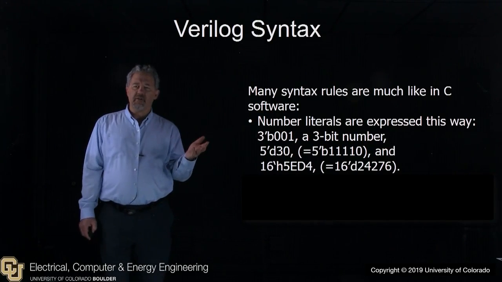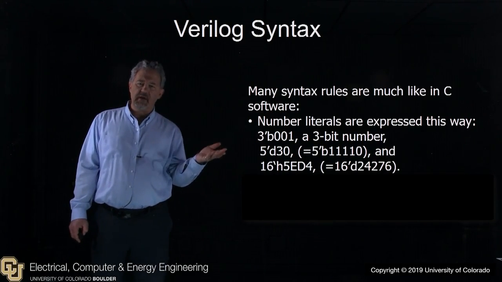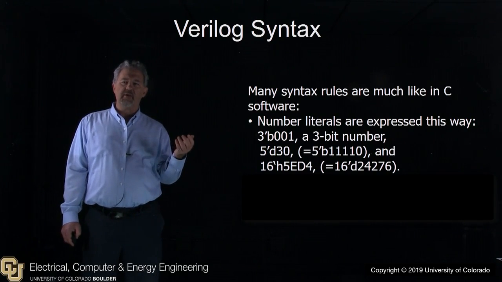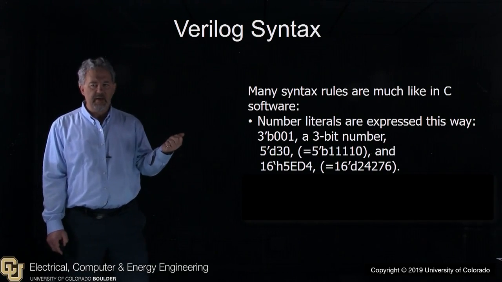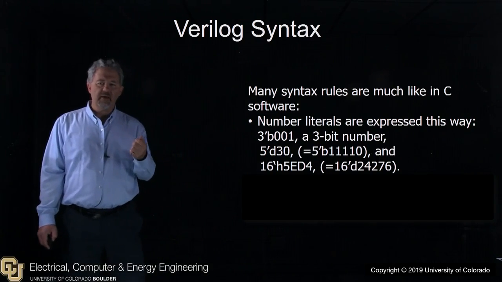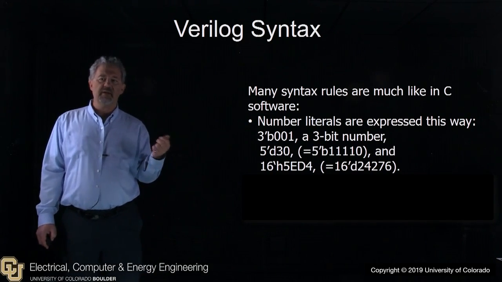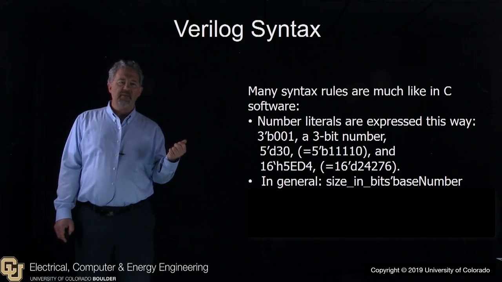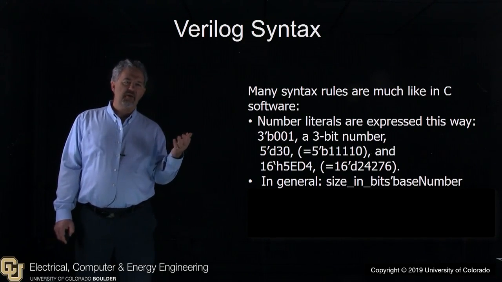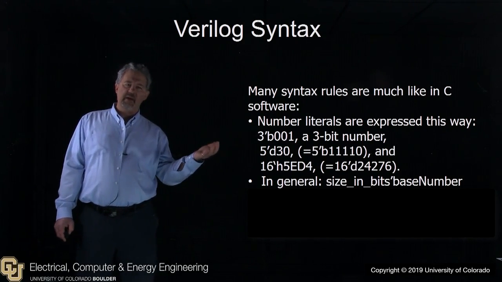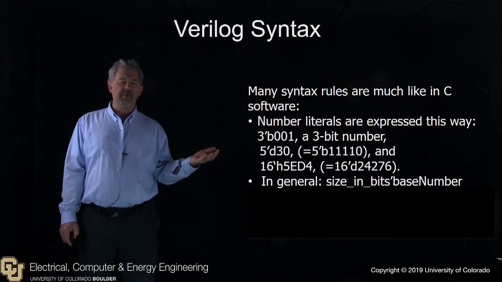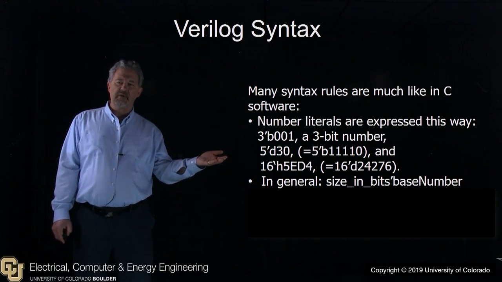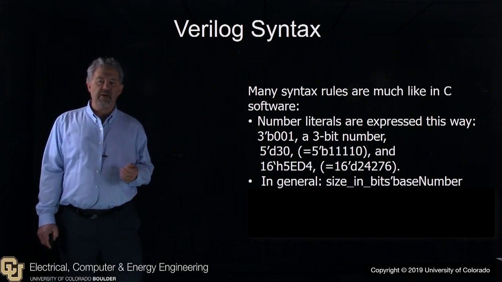Number literals are expressed this way. It's kind of unique in Verilog. If you have a 3-bit number, you represent that 3-bit number, and then in front of it you have a 3 representing the number of bits, a tick mark, and then a B for binary. So that first number is a decimal number, and then in general that gets followed by the tick mark, and then the base, whatever happens to be, and then the number representation in that base. So here we see a binary, a decimal, and then a hexadecimal number of various bit sizes.